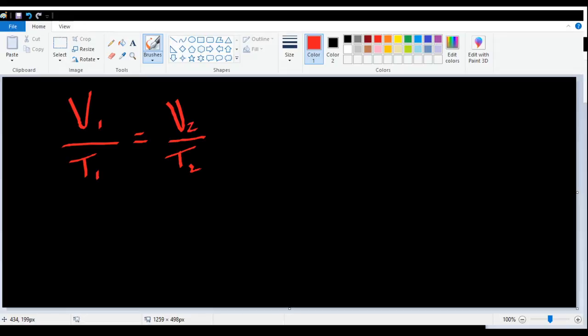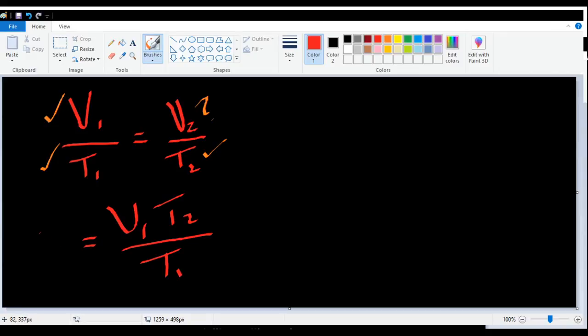V1 over T1 equals V2 over T2. In this particular problem I gave you, we had volume 1 and temperature 1. I gave you temperature 2, and we're looking for volume 2. So when you rearrange that, what you're going to see is V1 T2 over T1 is equal to volume 2. Okay. So that is why it'll look a little weird, because you have T2 over T1.